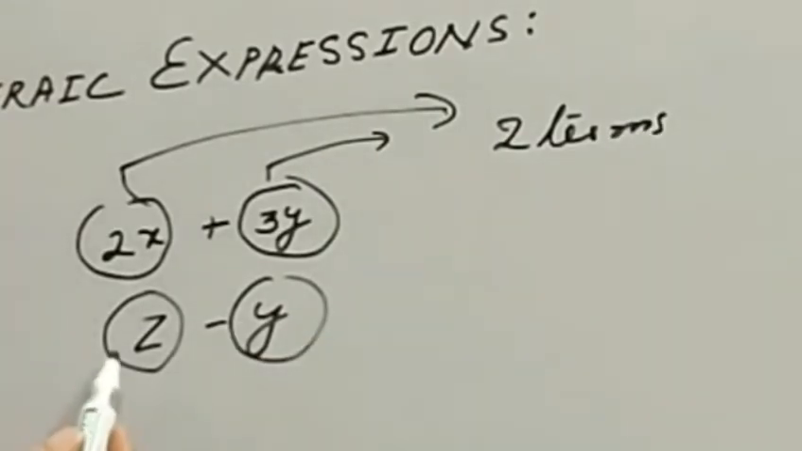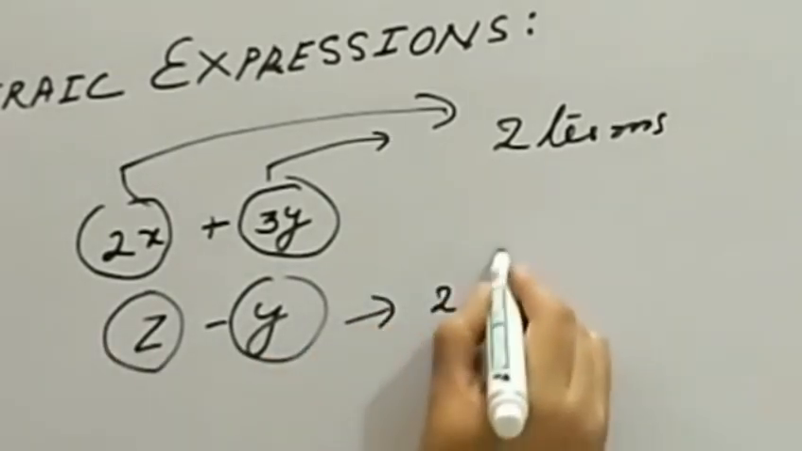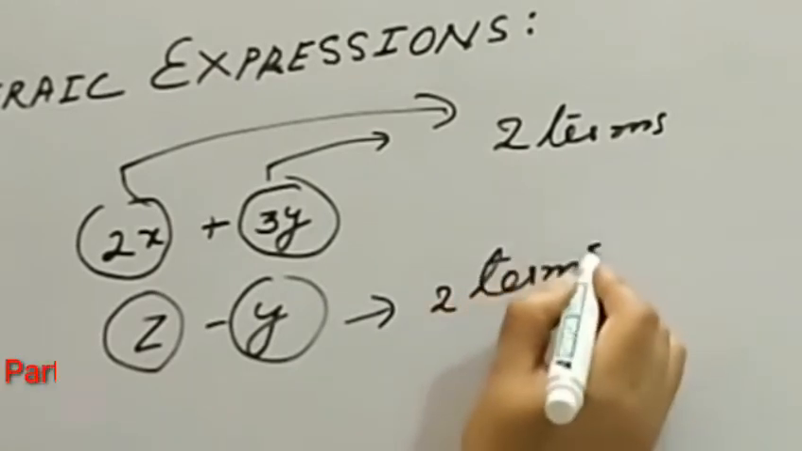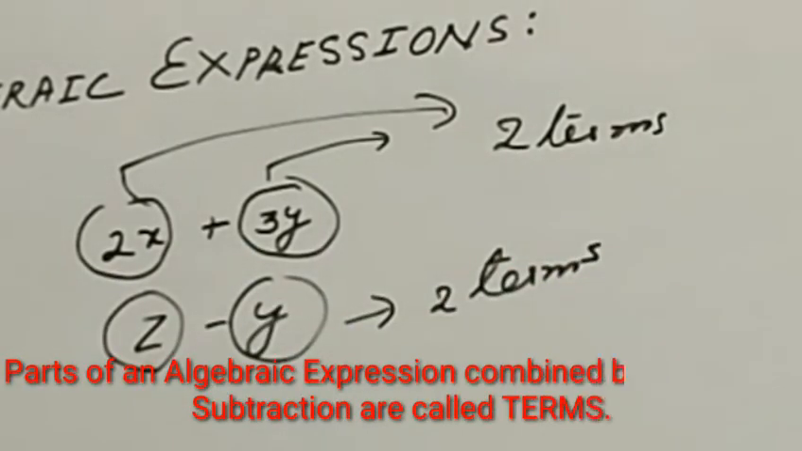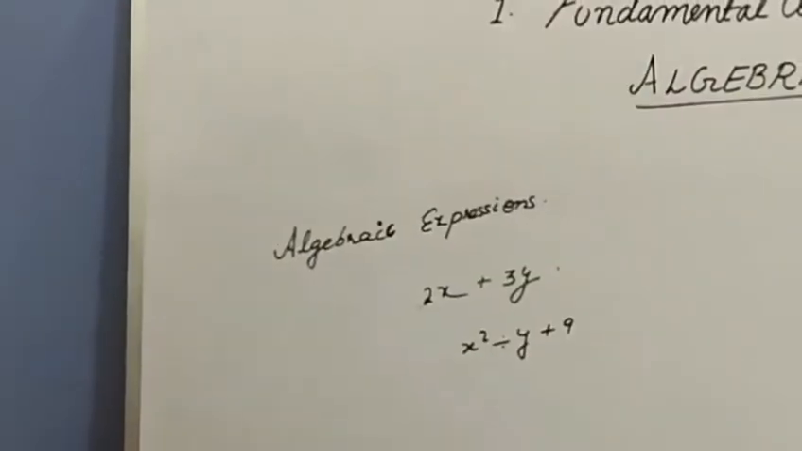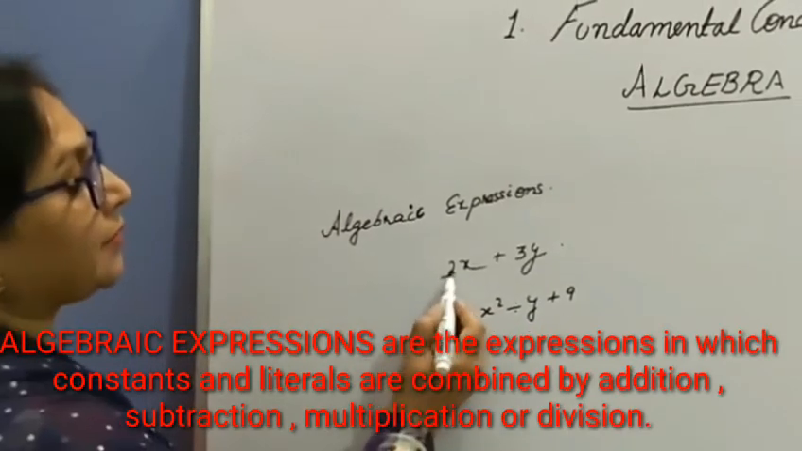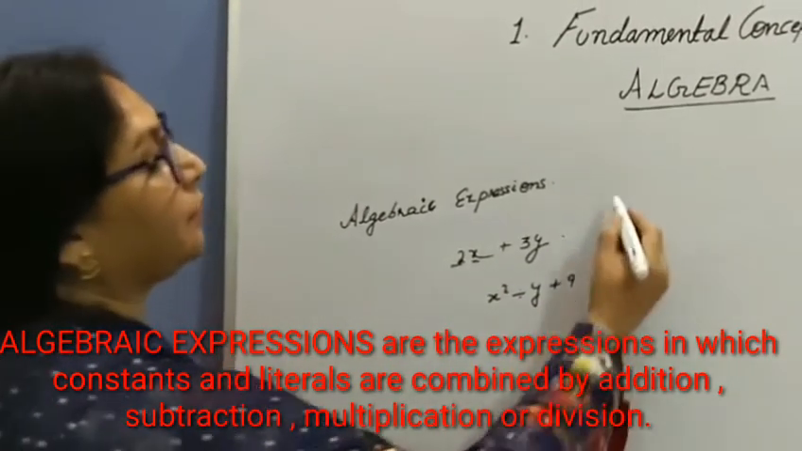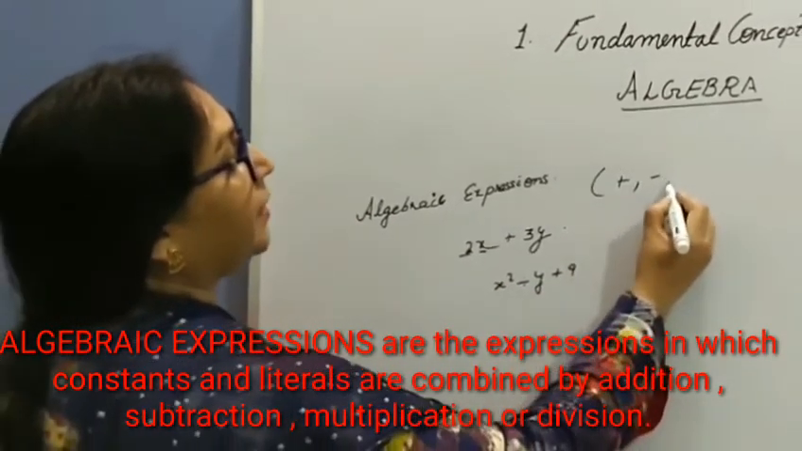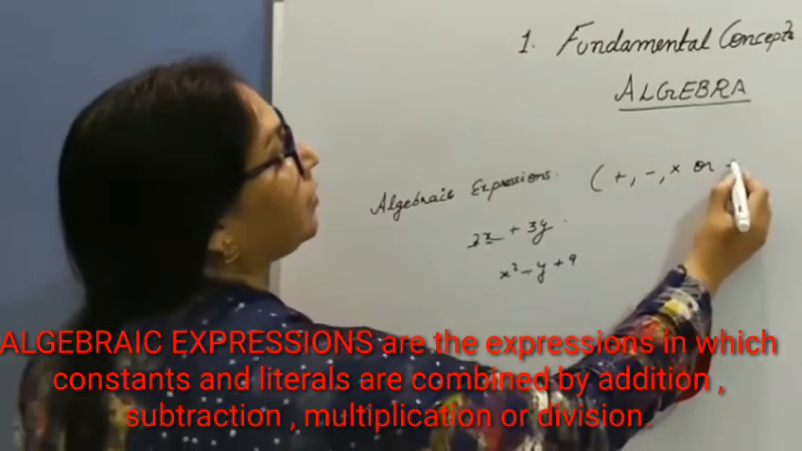Again you see here the two terms or the two parts are connected with minus sign. So it is again an algebraic expression which has how many terms? Two terms. So what do you mean by terms? Terms are the part of an algebraic expression connected with plus or minus sign. So what is algebraic expression? Algebraic expression is an expression in which the constant and literals are connected with plus, minus, multiply or division.